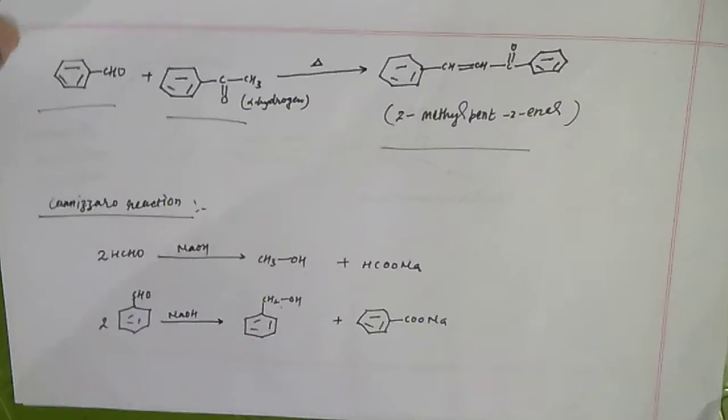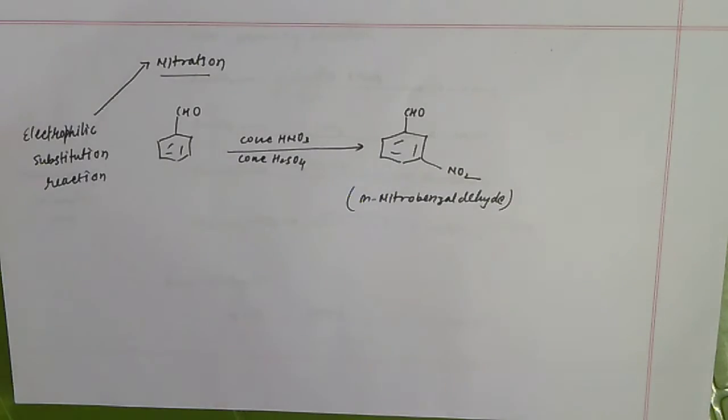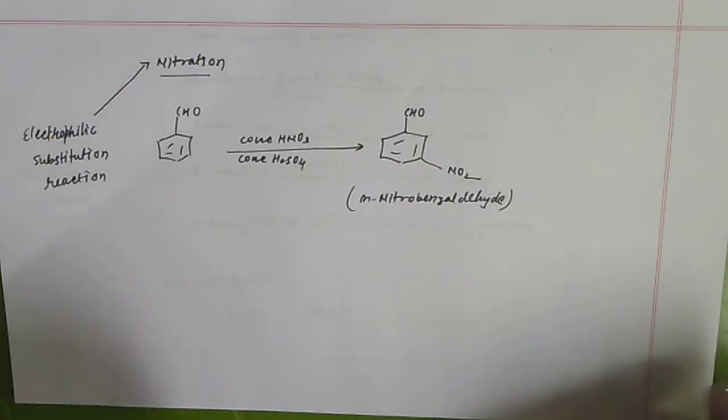Now let us move to the electrophilic substitution reaction, which is also given by aromatic aldehydes. The first reaction is nitration. We know that the aldehyde group on benzaldehyde is a meta directing group, so it will give meta nitrobenzaldehyde.